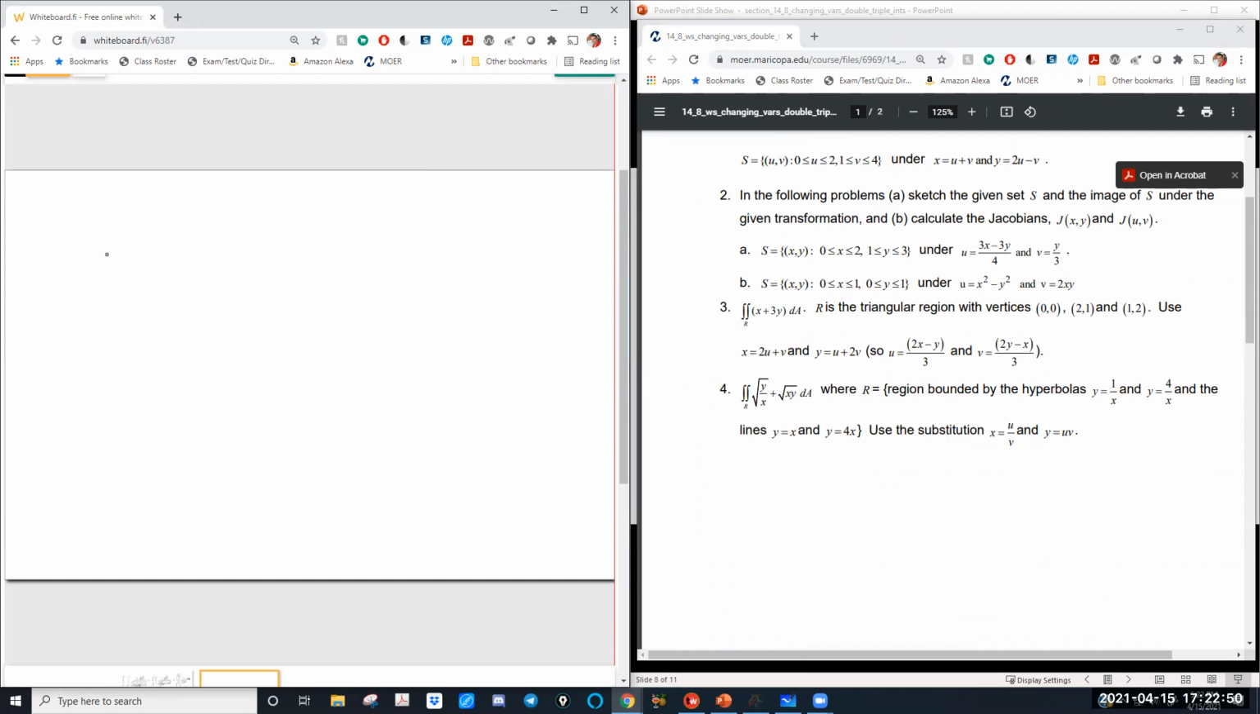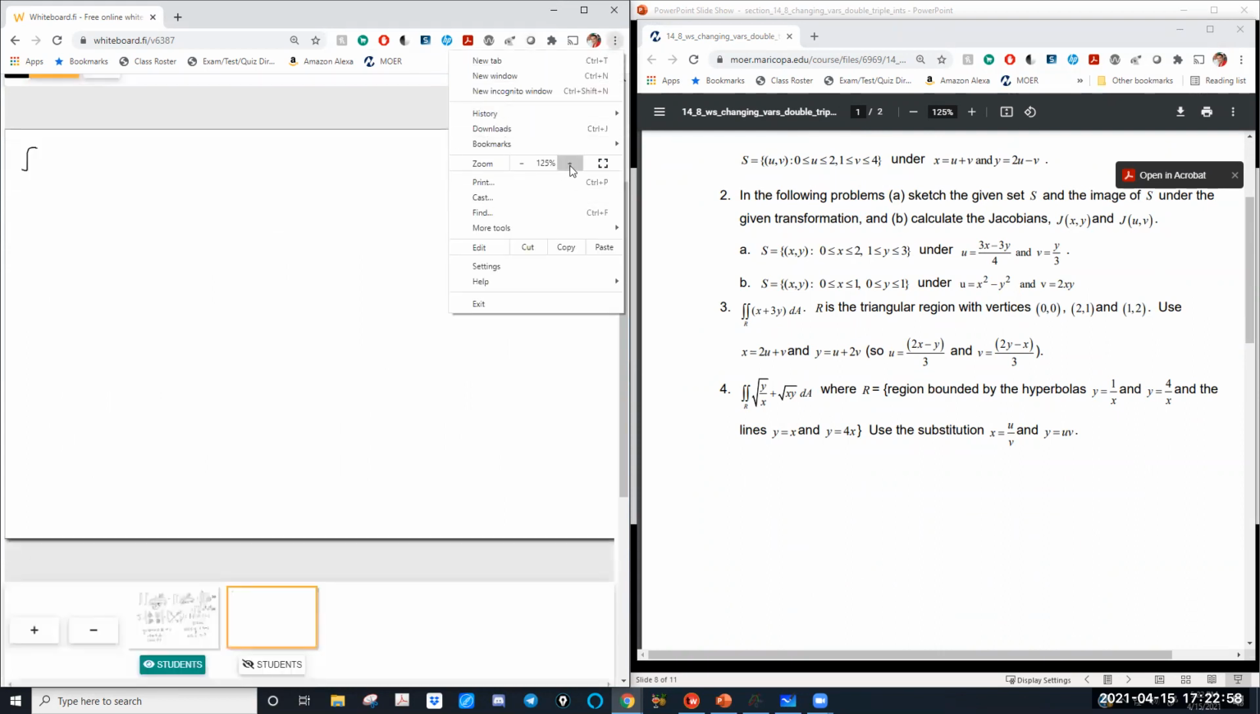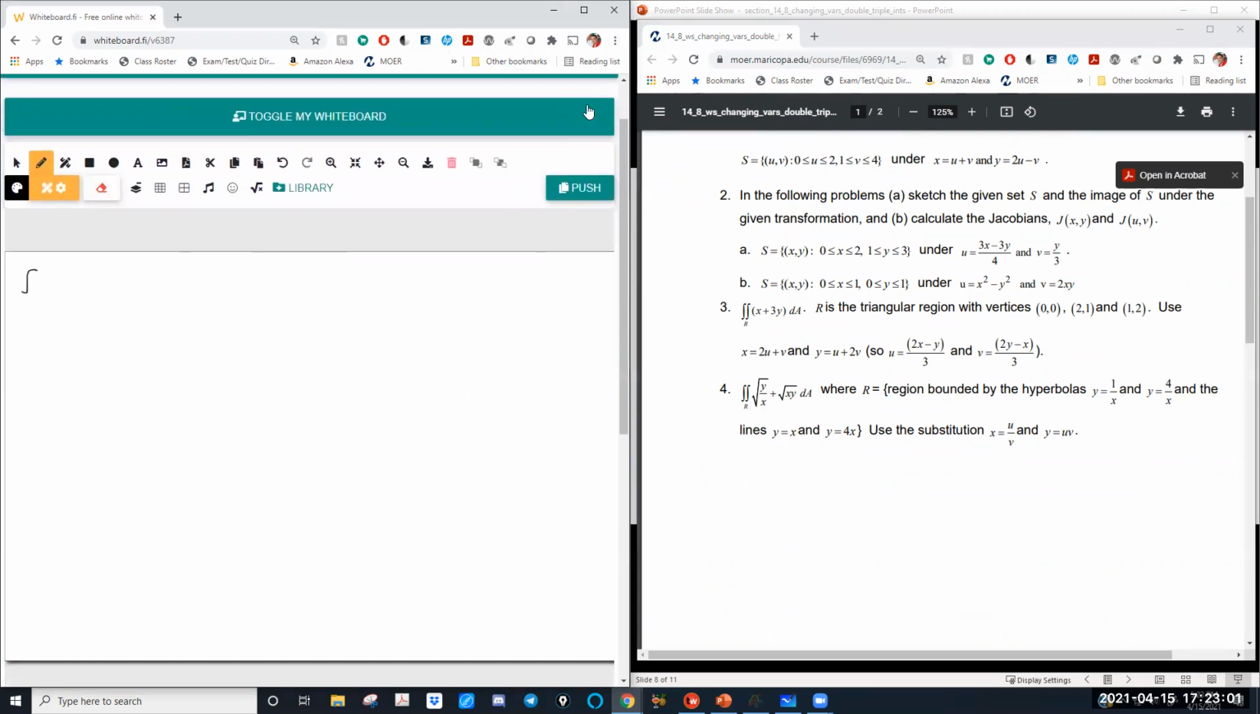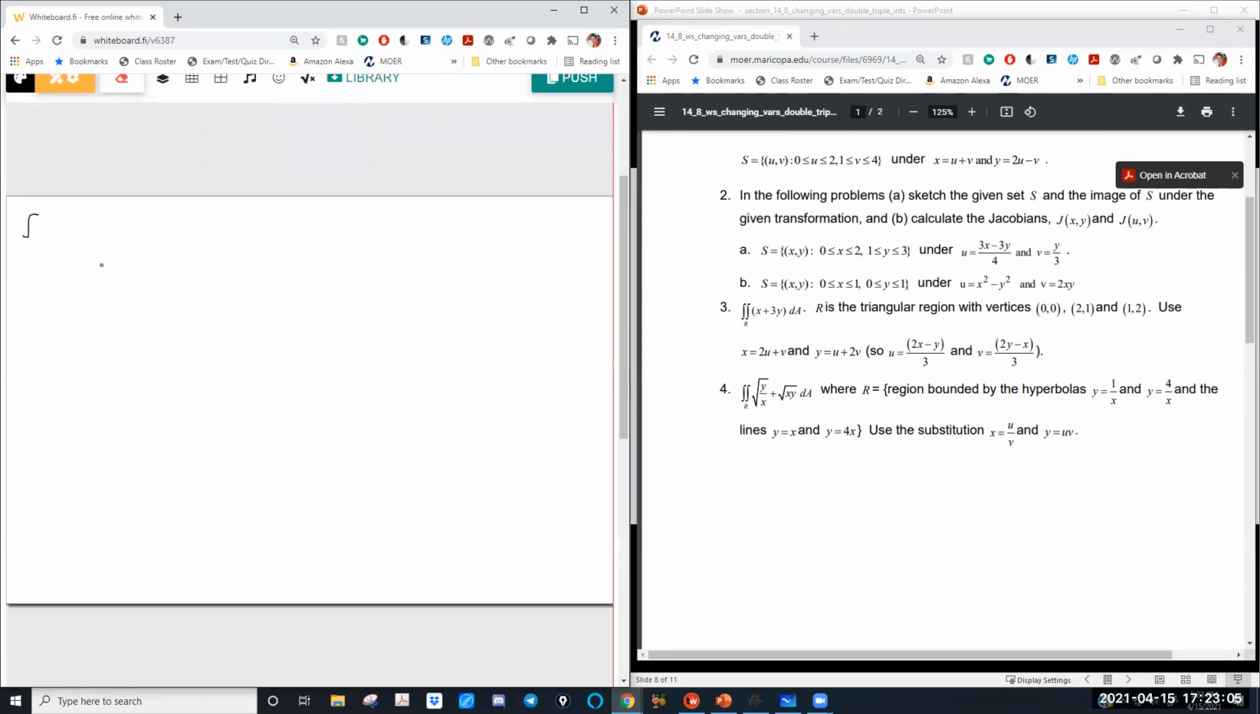All right, so we've got this double integral here over a region R. Square root of y over x plus square root of xy dA. The region is bound by y equals 1 over x, y equals 4 over x, y equals x, y equals 4x, and they give us the substitutions to use. So x equals u over v and y equals uv.